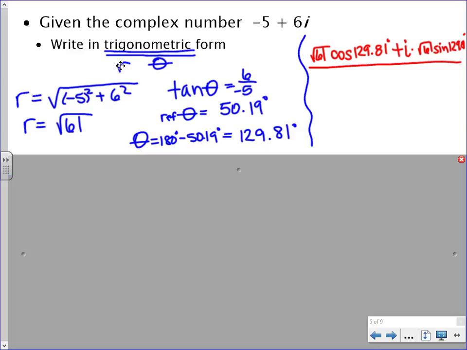It's basically writing r, C, I, S, and then theta. So in this case, radical 61 CIS 129.81 degrees. And basically it just condenses it so you don't have to write it all. So the C is for the cosine, the I the imaginary number, and S the sine, kind of the order in which they appear in the long form. Okay, if you want to write it like this, you're more than welcome. If you don't like it, don't use it, and that's fine. But I need you to understand that those two in red are equivalent. They mean the same thing.